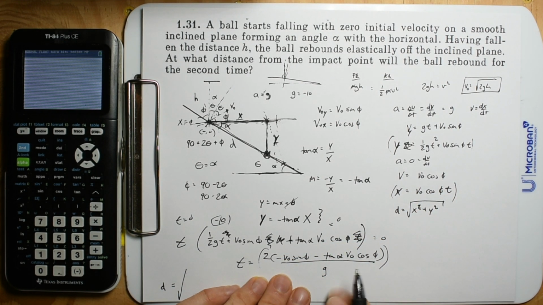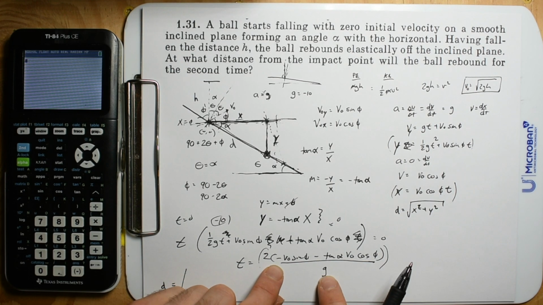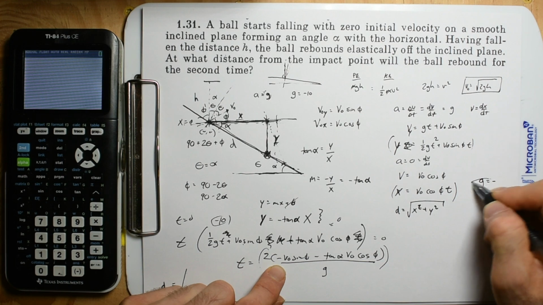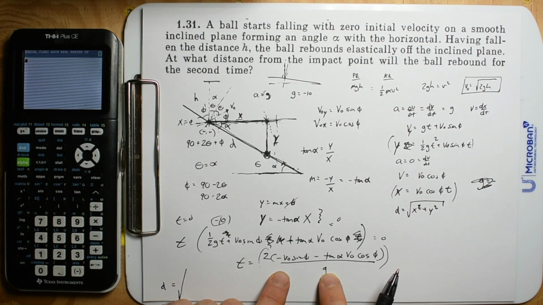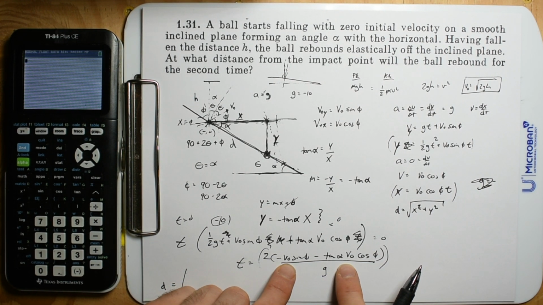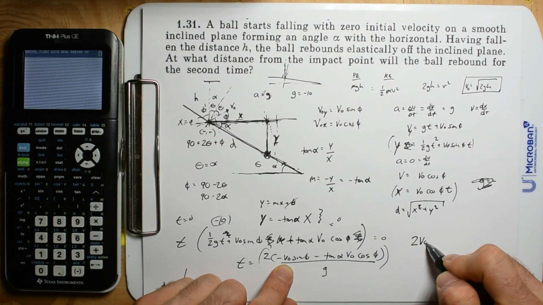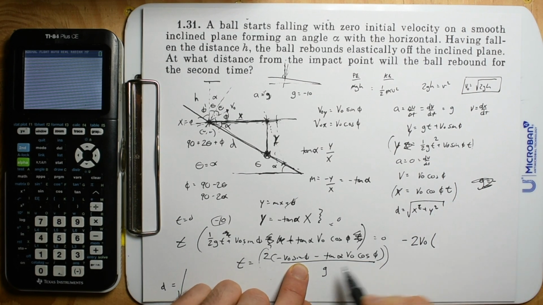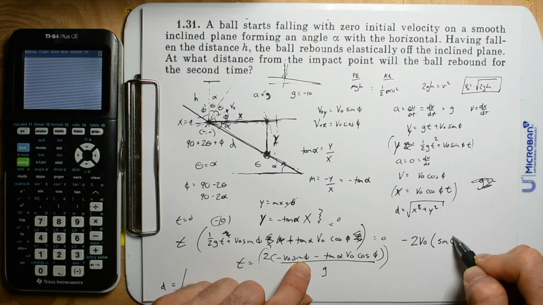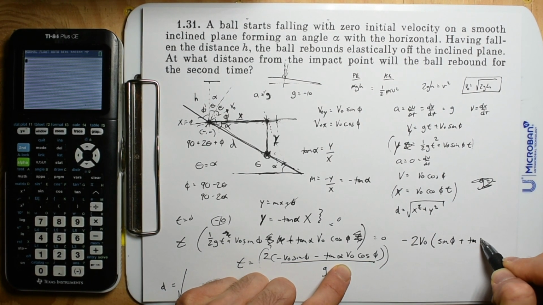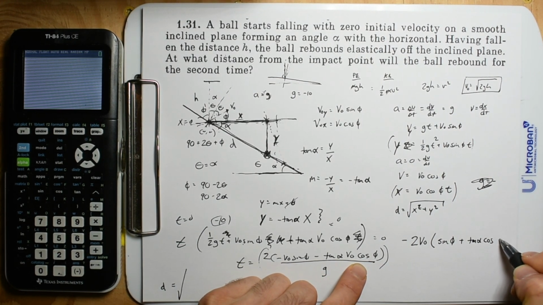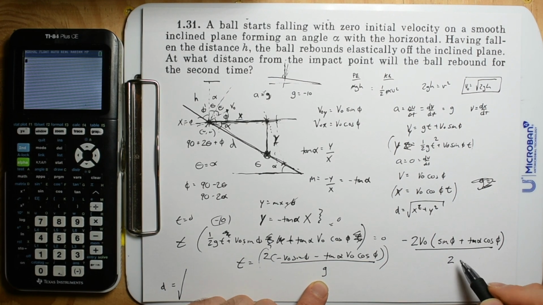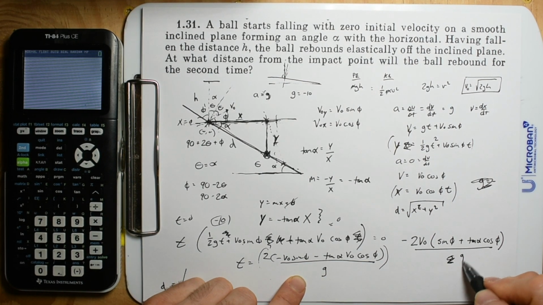Can I clean it up? I just wish g was positive. We'll just leave it as is, with all the negatives. But we can factor out a 2v naught, and we can do a negative 2v naught, and then sine phi plus tangent theta cosine phi, divided by g.